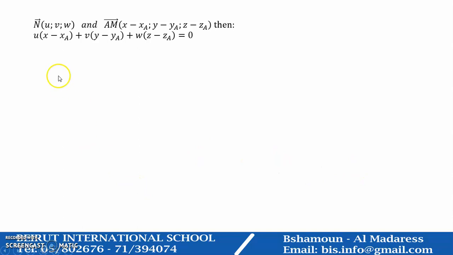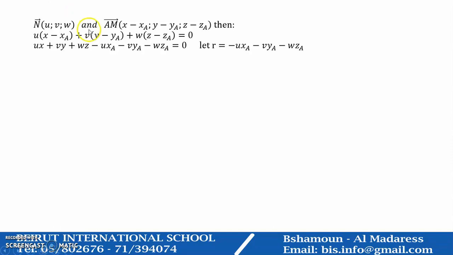First of all, we determine the coordinates of the vector AM: x minus xa, y minus ya, z minus za. Then we take their scalar product, so u times (x minus xa) plus v times (y minus ya) plus w times (z minus za) equals 0. We obtain ux plus vy plus wz minus (uxa plus vya plus wza) equals 0.